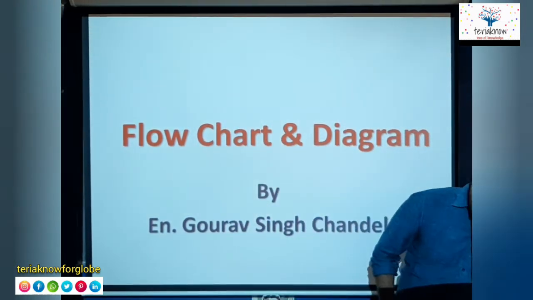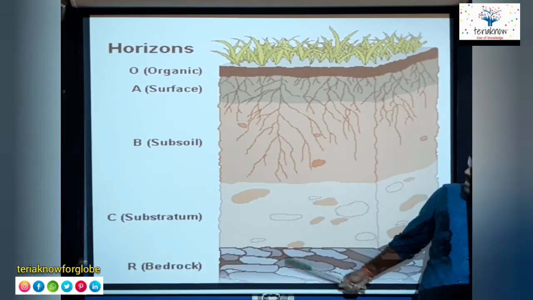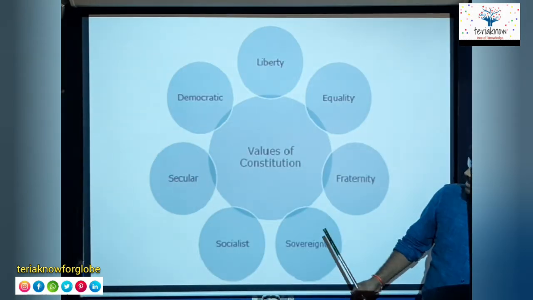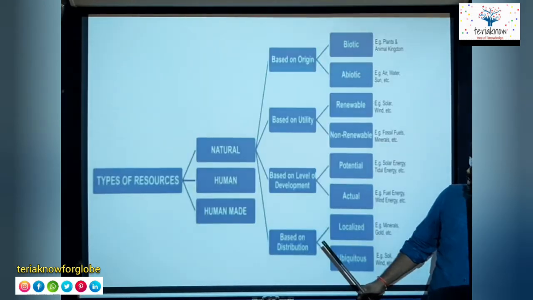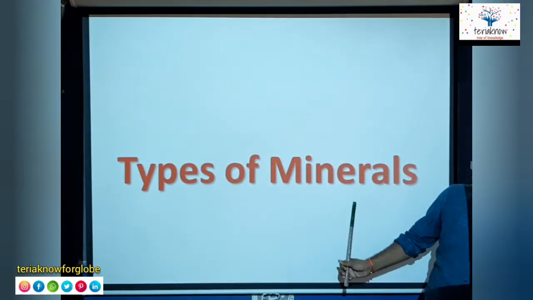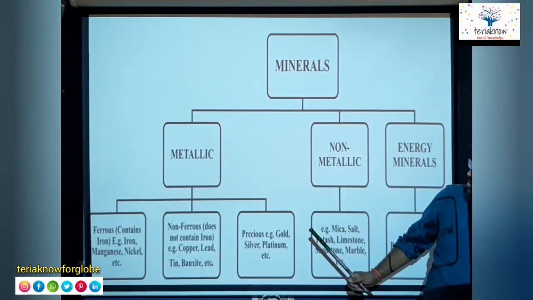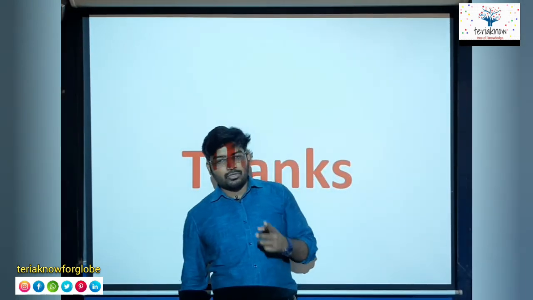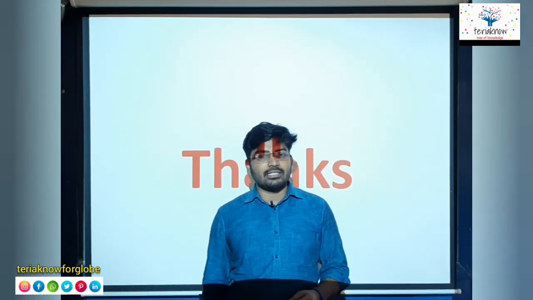All right, so listen, soil horizon comes under the diagram. After the soil horizon, the values of the constitution will also come in the diagram. Then you will ask, sir, what will be there in the flow chart? Just wait, I am talking about the flow chart. In the flow chart there will be types of resources and types of minerals. So basically we tried to cover all the things: two flow charts and two diagrams. You have to prepare well, neat and clean, while writing in the examination.